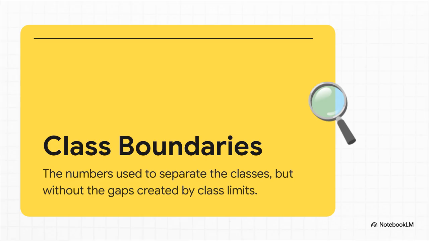Now, you might notice that there are these little tiny gaps between our classes, like between 29 and the start of the next one at 30. Well, class boundaries are what fill those gaps. Think of a number like 29.5. Their whole job is to make sure there are no holes in our data, which is super important if we ever want to turn this table into a visual graph later on.